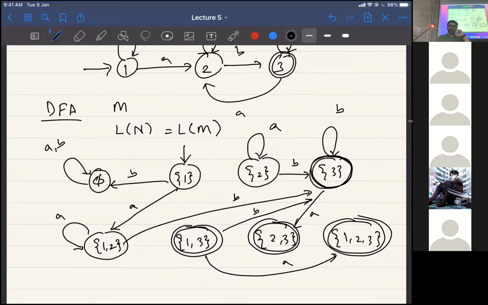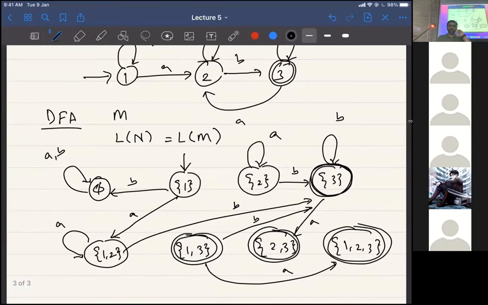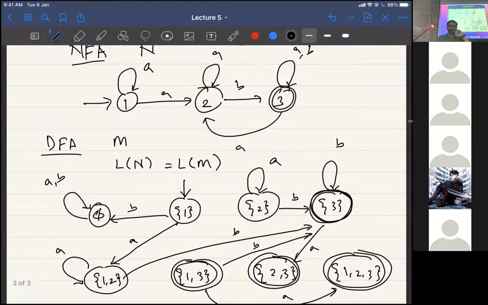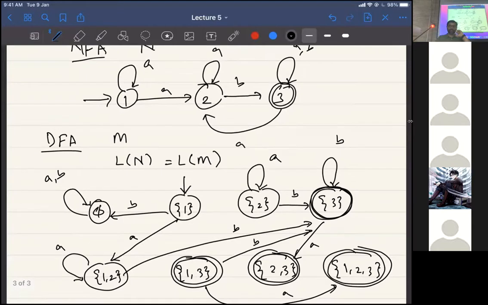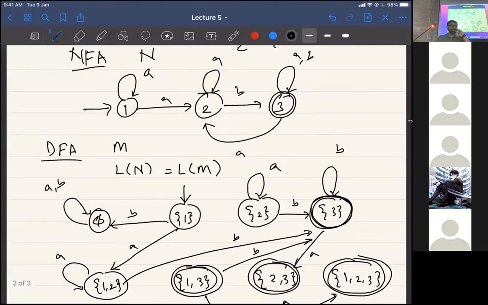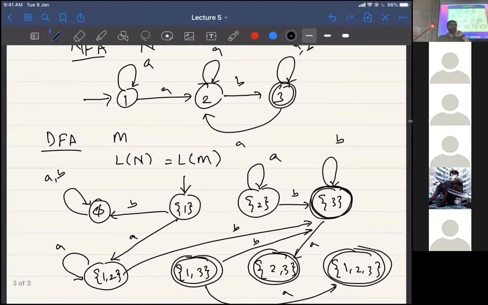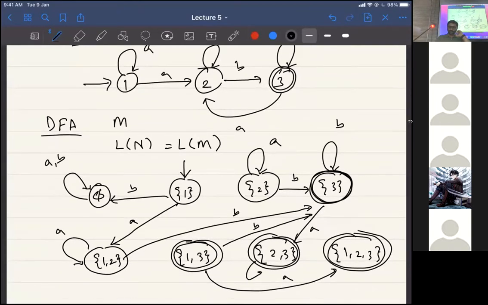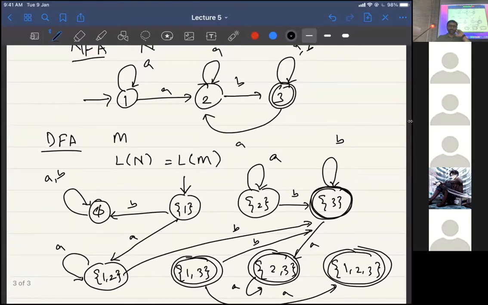When the machine is in state two and reads A, where does it go? It remains in two. When the machine is in state three and reads A, where does it go? It goes to three. So what is the union of two and three? Two, three. So we have a loop. So what happens when the machine is in state two and reads B? It goes to three. What happens with the machine when it is in state three and reads B?